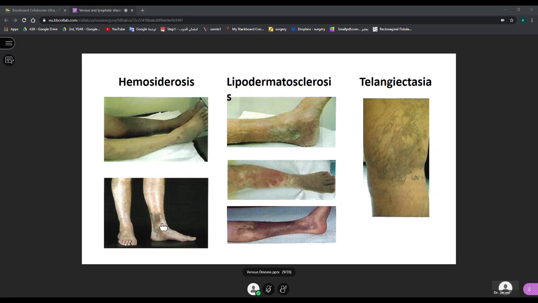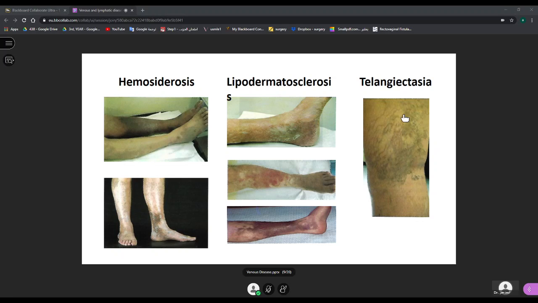What do you call this area, please? Gaiter, close to the malleolus prominence. Yes, as you can see, this is the lower medial aspect of the lower leg, around the medial malleolus, and this is usually the gaiter area. The gaiter area is the most common site of venous ulceration. It happens in this area.